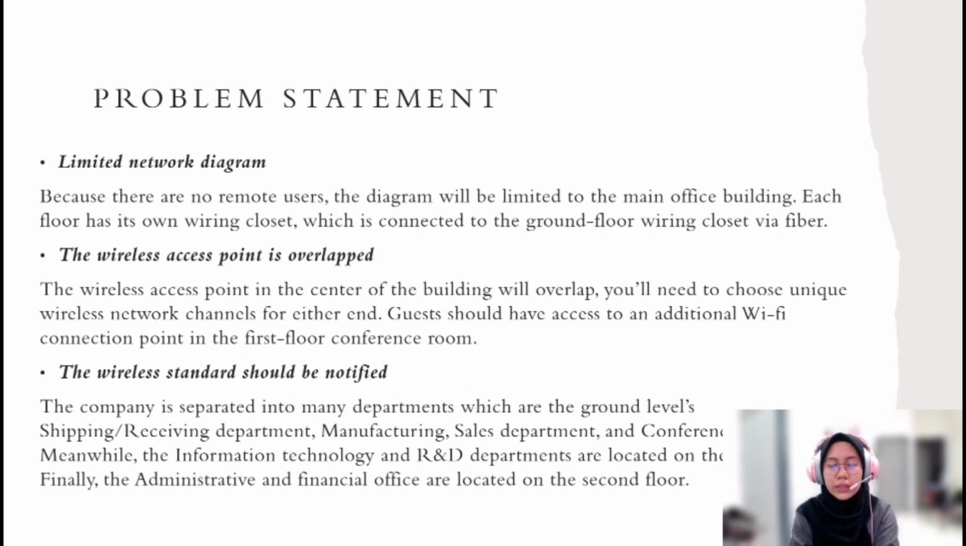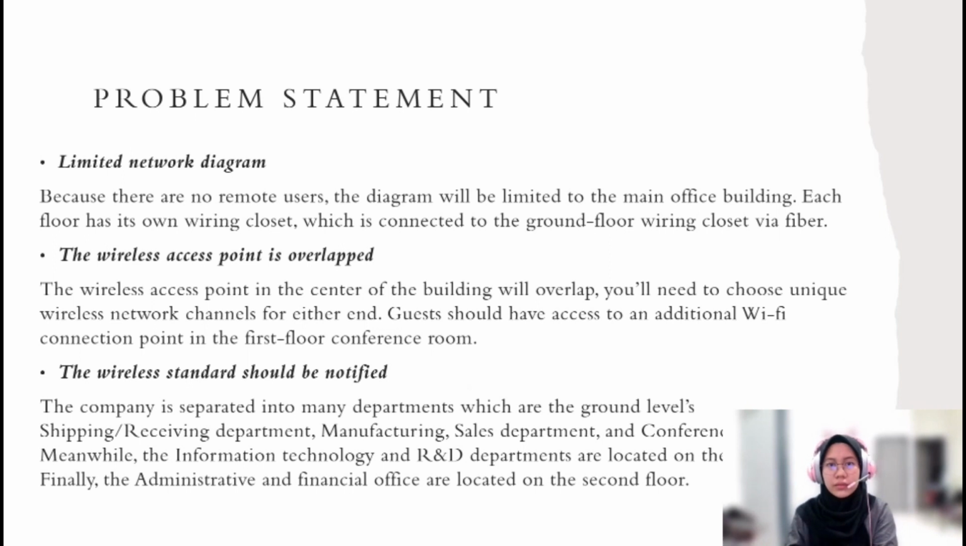The second one is the wireless access points overlap. The wireless access point in the center of the building will overlap. You need to choose unique wireless network channels for either end. Guests should have access to an additional Wi-Fi connection point in the first floor conference room.